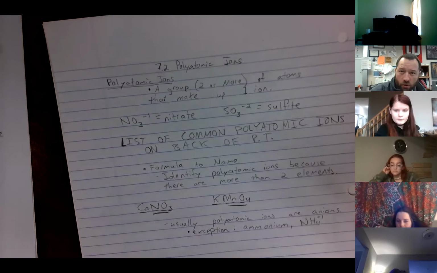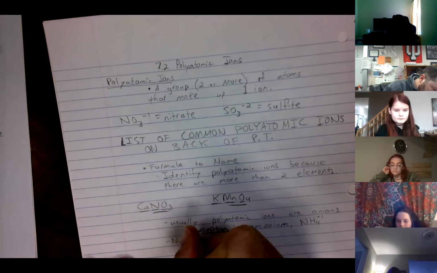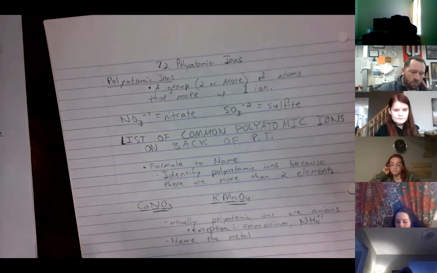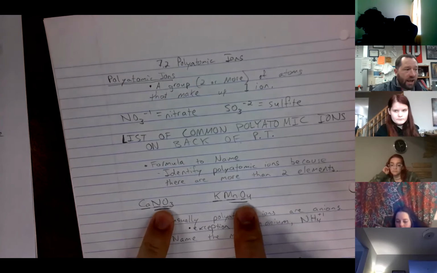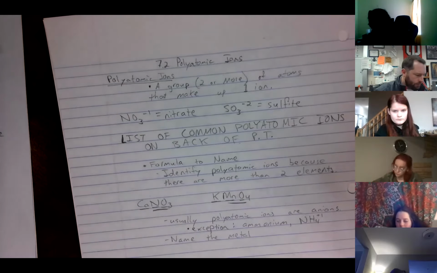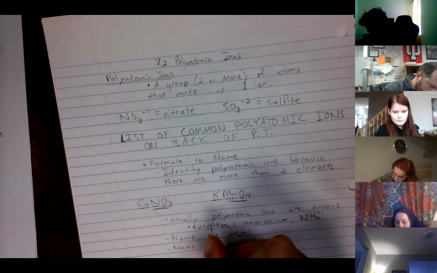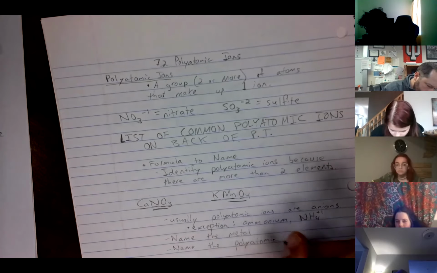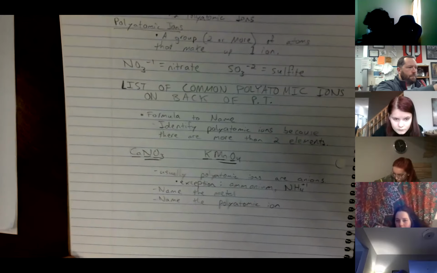So because they're almost always negatively charged, we're going to start by naming the metal. Again, most of our polyatomic ions are the second half, so name the metal to begin with. Then name the polyatomic ion.